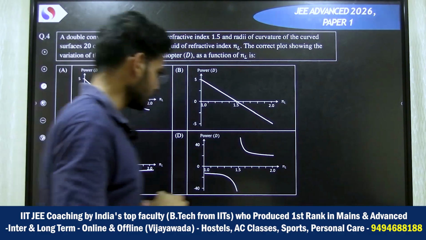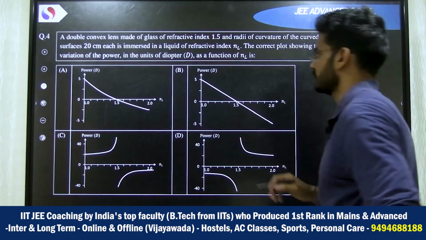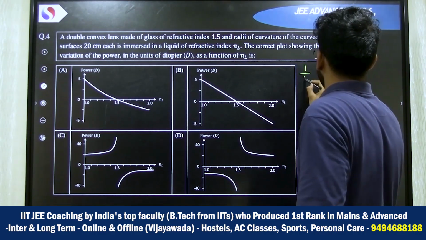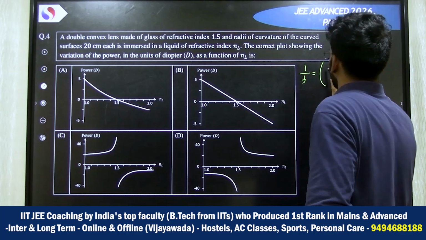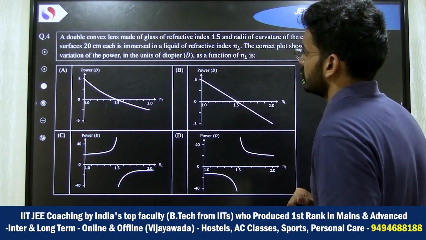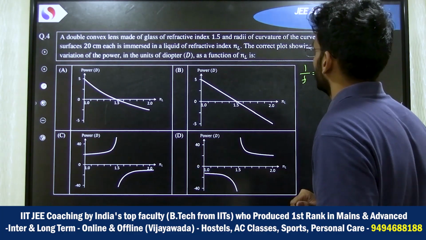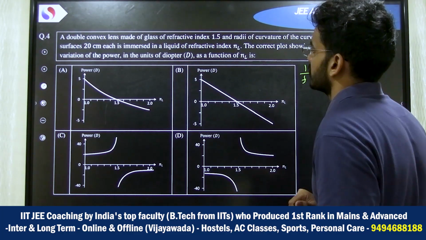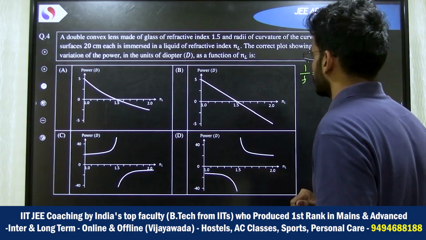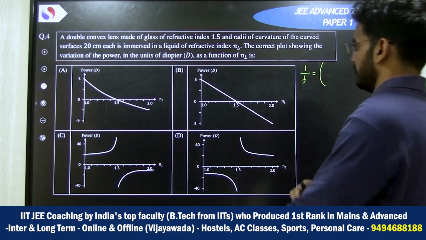Next, okay? This question, sometimes we can think it's contradictory or something, but actually the problem is that 1 by focal length is equal to mu, which is given here. Let me read what is given: a double convex lens made of glass of refractive index 1.5, with radii of curvature of the curved surfaces 20 cm each, is immersed in a liquid of refractive index mu L. The correct plot showing the variation of the power in units of diopter.